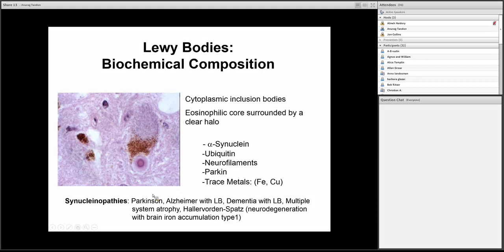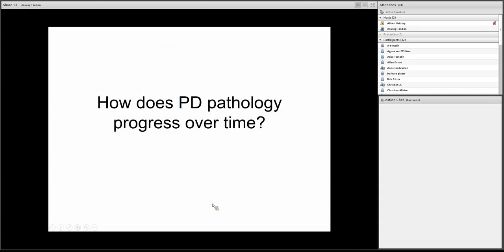Now, these Lewy bodies, and synuclein in particular, are not specific to Parkinson's disease. There is a broader group of diseases that we have now collectively termed synucleinopathies because of the aggregated synuclein that's present. So this includes Parkinson's disease, Alzheimer with Lewy bodies, dementia with Lewy bodies, multiple system atrophy, and some more obscure ones like Hallervorden-Spatz disease, which is now called neurodegeneration with brain iron accumulation. It's a mouthful.